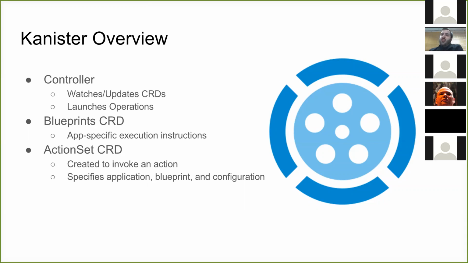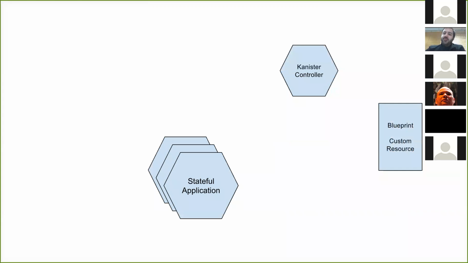We follow the operator pattern, which means there's a controller and CRDs, or custom resource definitions. So there are 2 types of CRDs in Canister. One is a blueprint, which encodes specific instructions for performing operations. The other is an action set. The action set collects all the inputs to an operation, and then once it's created, the controller will go and perform those operations. So here I'm going to just walk through what that looks like.